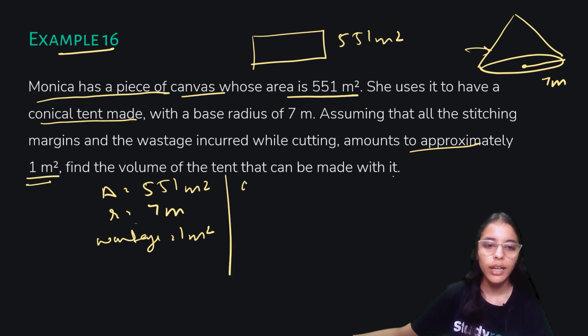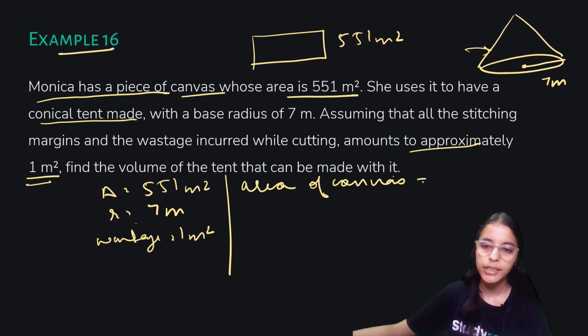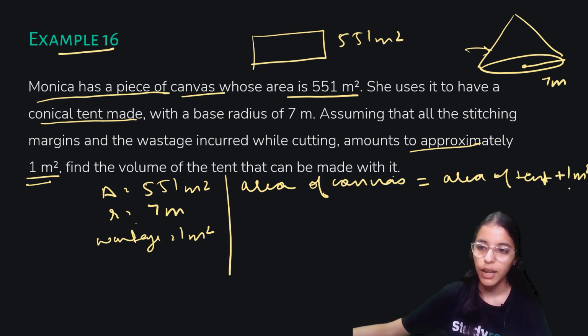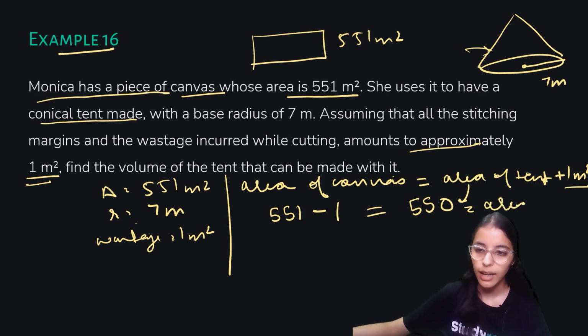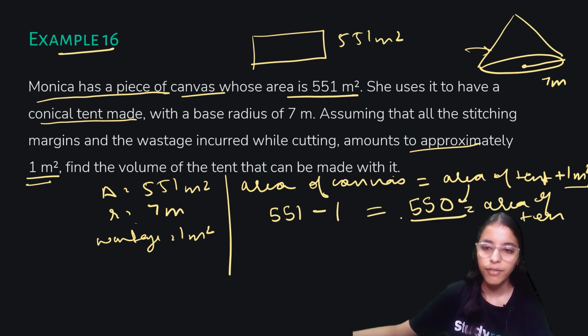So now, area of canvas can be written as area of tent plus 1 meter square, because this is the wastage. So we'll just subtract. Area of canvas is 551. We'll subtract 1 from it and we'll get our answer to be 550. So the area of tent that we have is 550 meter square.